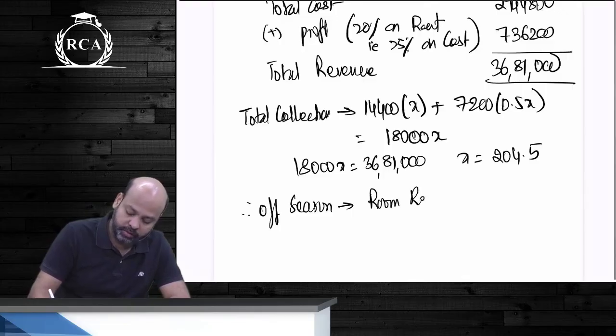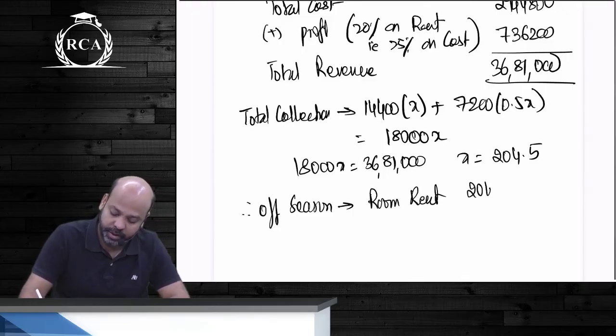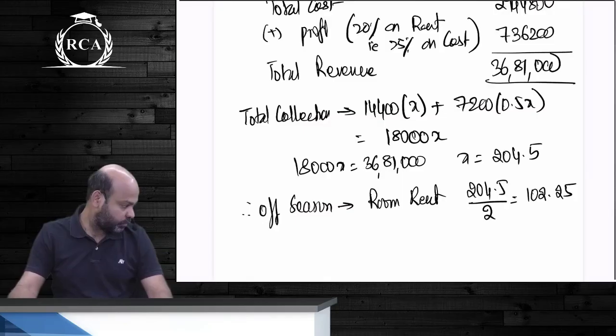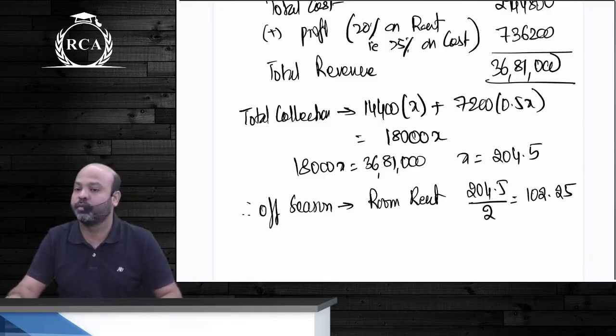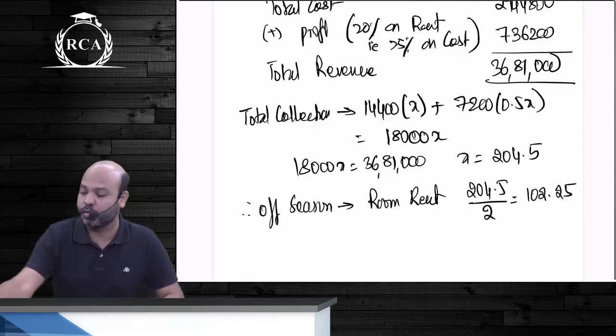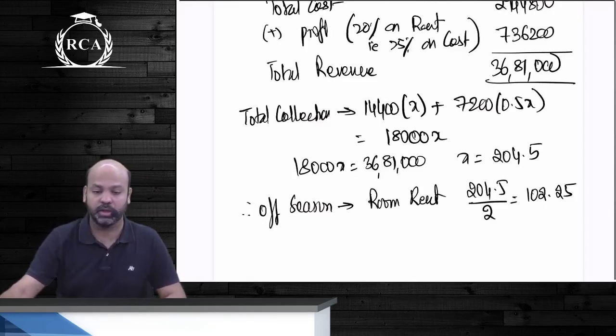Therefore, beta, during off season, guys, what will be the rent? Room rent, guys, is going to be 204.5 divided by 2, guys. That will be 102.25. During off season, guys, the room rent is going to be 204.5 divided by 2, that is 102.25. Did you all get this answer?